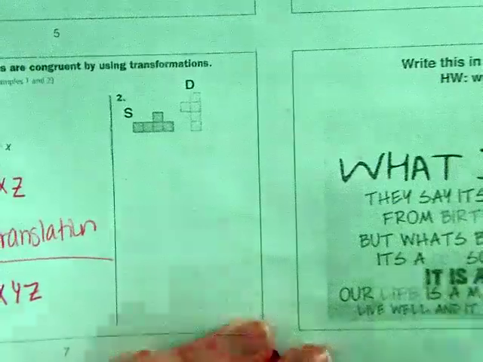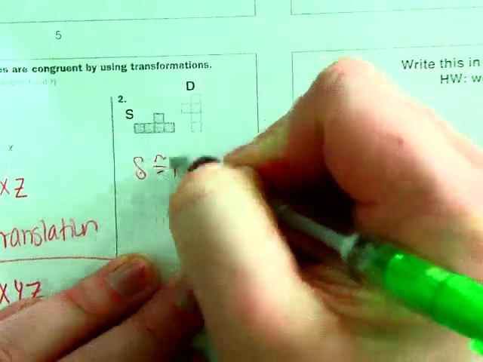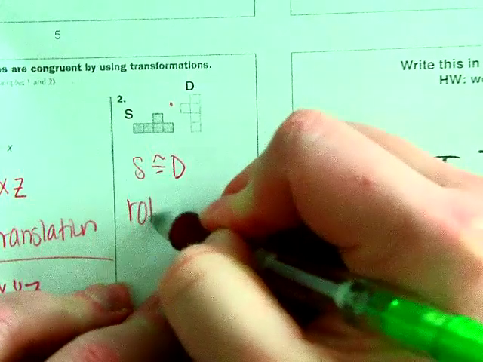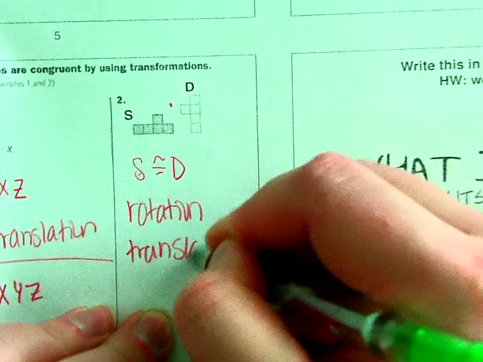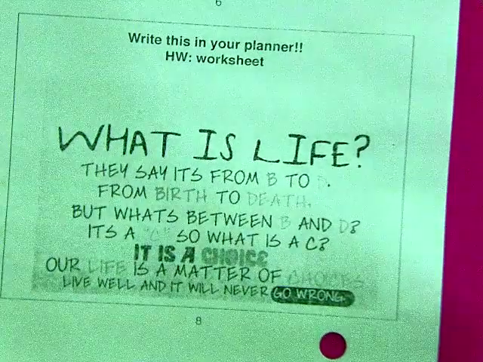Is this one congruent? S congruent to D? This one actually looks like it is, so S is congruent to D, and that looks to me like we just rotated about here, and potentially a translation again. So I'm going to write both just to be safe. And that's it for similarity.